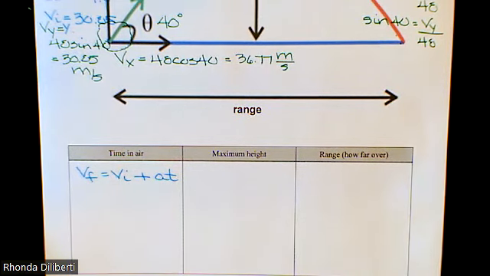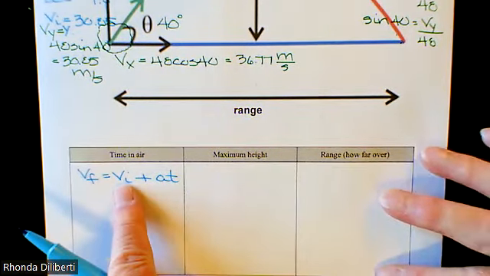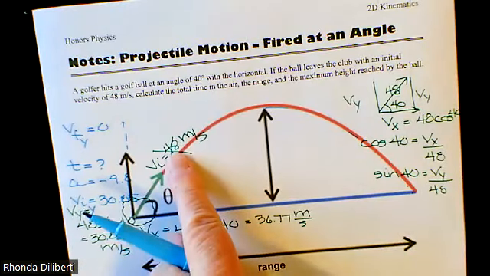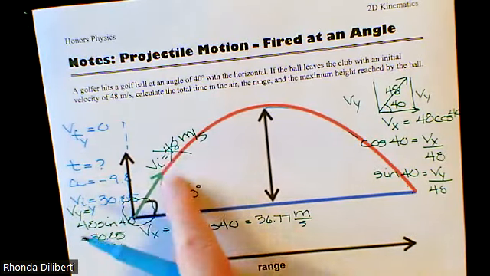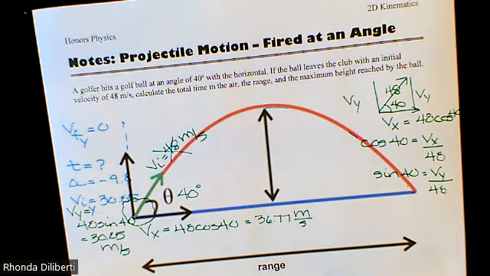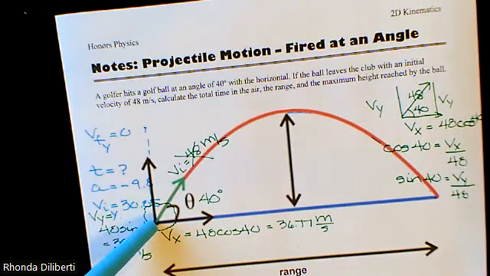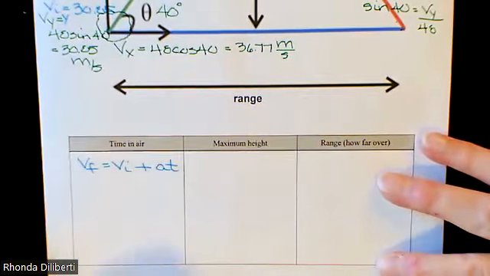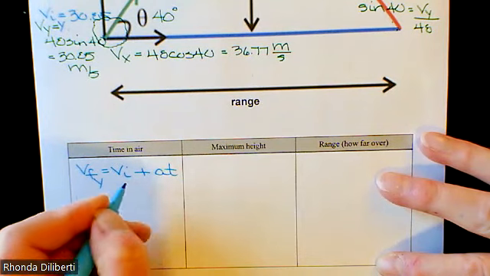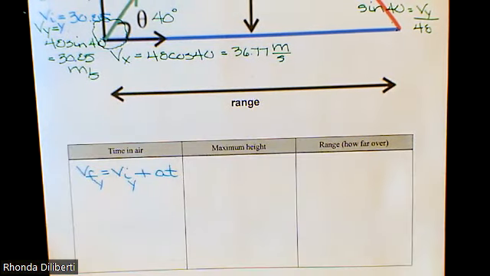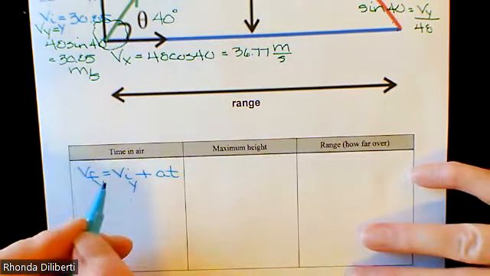So a mistake that people make is when they see this VI, they want to plug in the 48. But when you cross it off, that's a reminder we are not using the 48. We are using the initial velocity in the upward direction. So I'm going to put little Y's on here, so I remind myself it's the initial velocity in the Y direction.